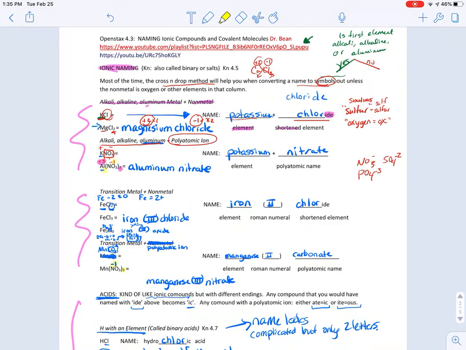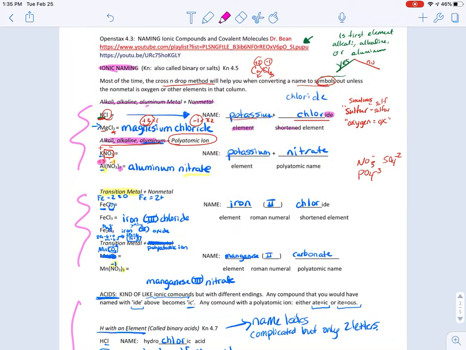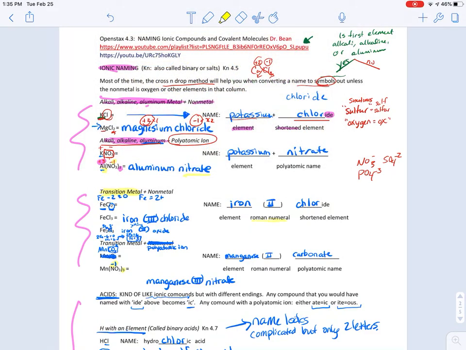So for aluminum nitrate, you just state the first element, just like before, and then you use the name of the group. And if you look on that flowchart, you'll see that the transition metals answer different questions, but you name them the same way as you name the earlier ones. You name them similarly to here. You just also need a Roman numeral.